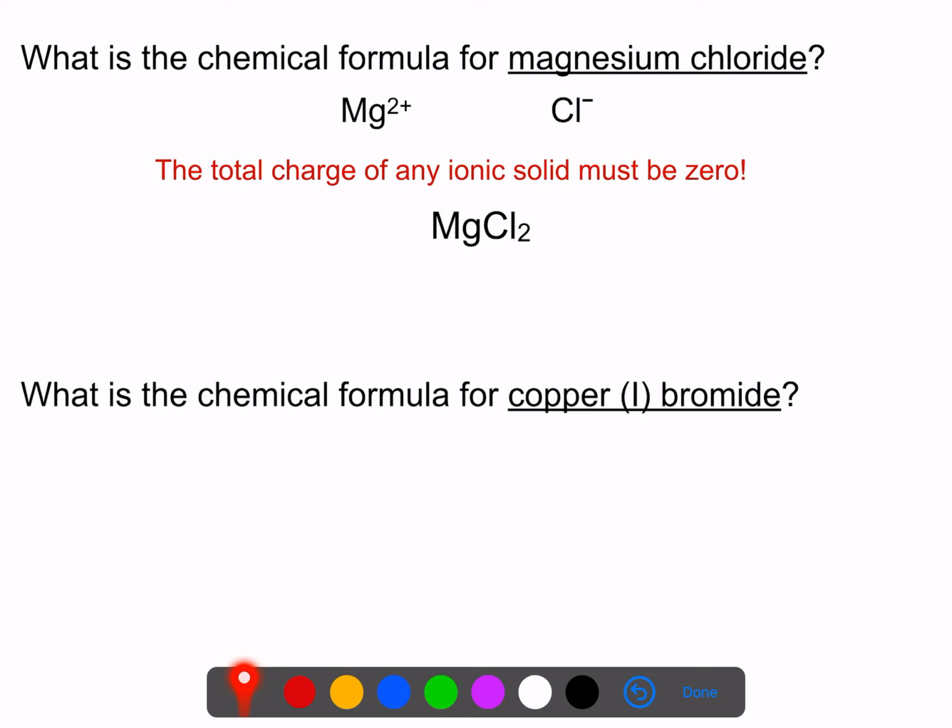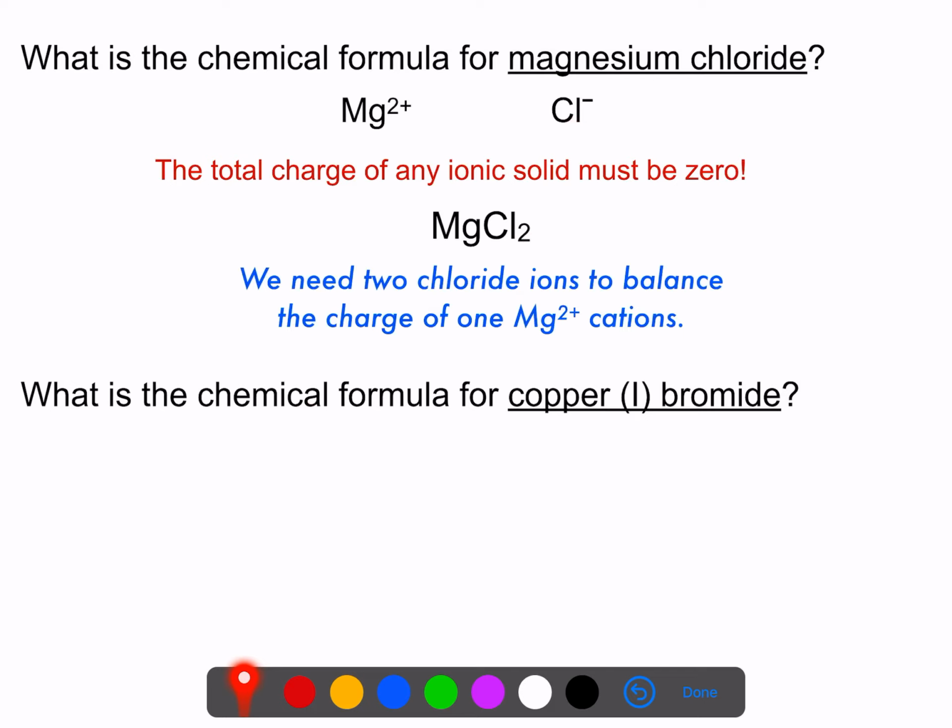We can then look at a second example and say, what is the chemical formula of copper 1 bromide? And here's a case where we have a transition metal, copper. Transition metals can have more than 1 charge, and so in parentheses we can see that charge is specified. And so again, we're going to break this down and say, let's write out the charges of our ions.